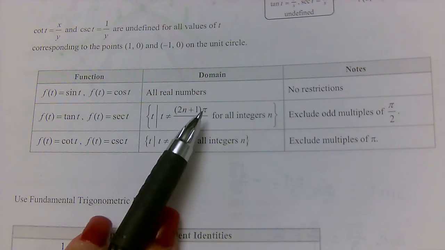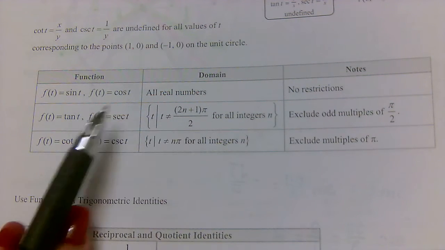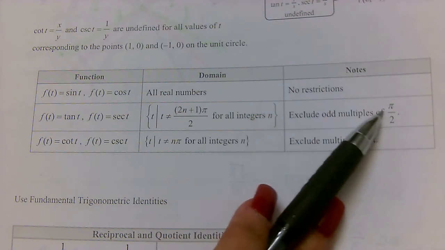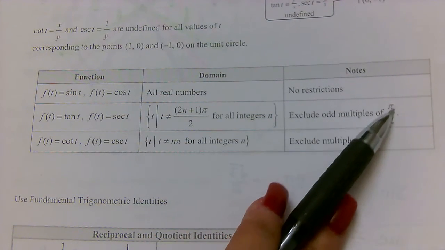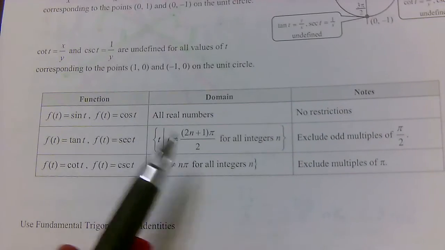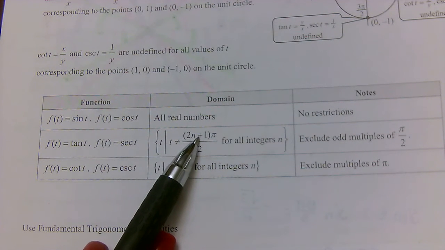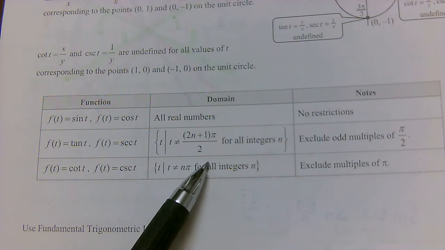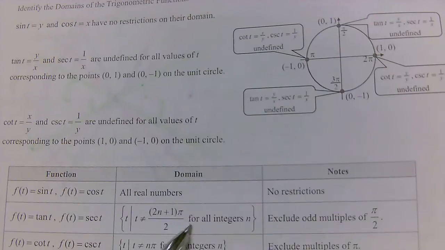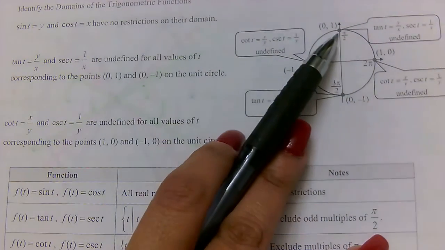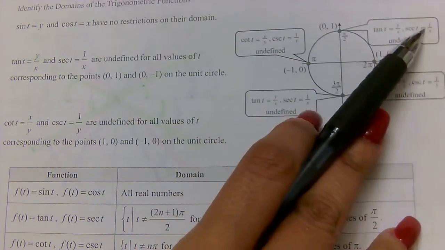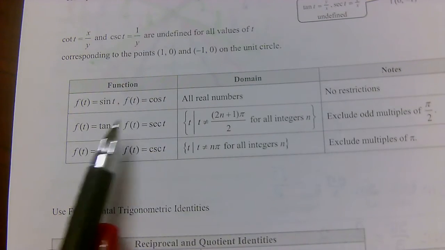Okay, here it looks a little bit different, but I'm going to show you what this means. It's saying excluding the odd multiples of pi over 2. So if we use n as 0, you would have pi over 2. Okay? So if I look at pi over 2, that's right here. That's going to be for tangent and secant.